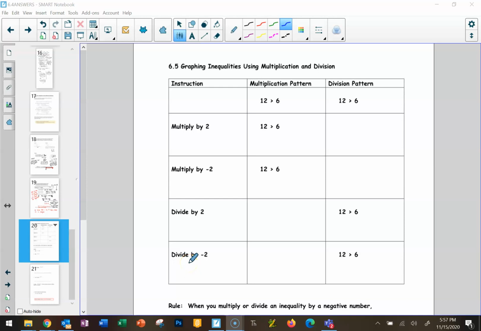Hi grade 9s, welcome to 6.5, which is the last section in our inequalities unit. We're getting close to doing a quiz on 6.3 to 6.5, and then we're going to do a practice exam, and then we're going to write the unit exam. So it's a relatively quick unit.